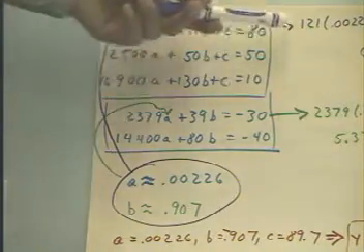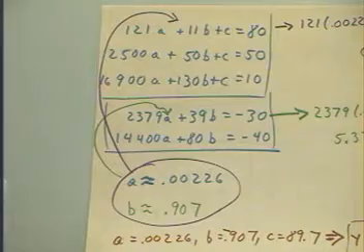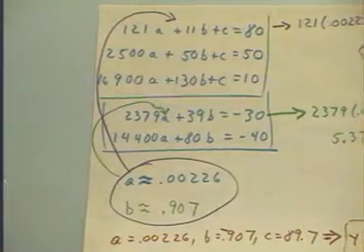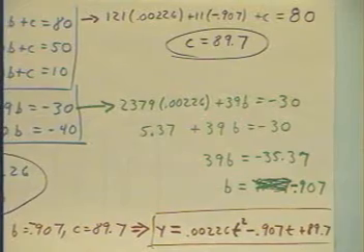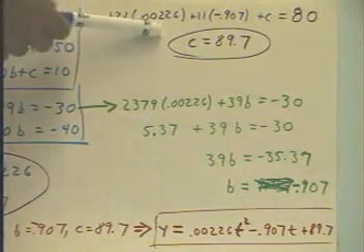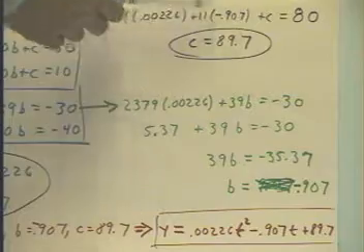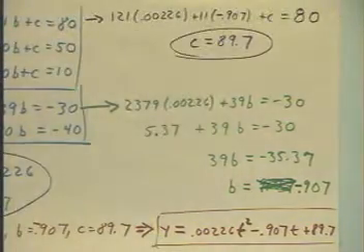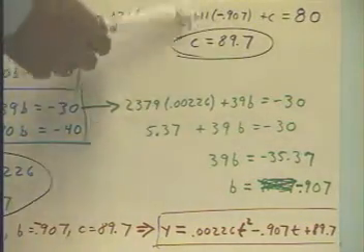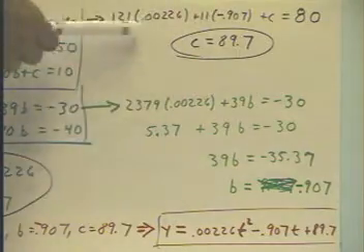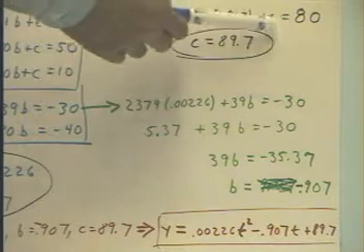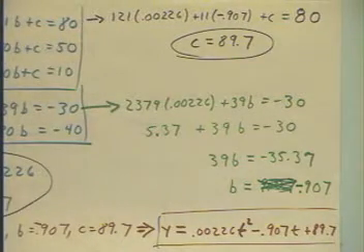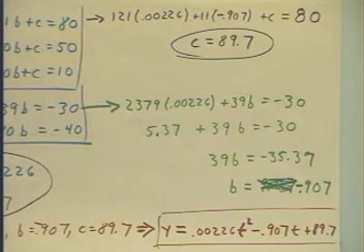When we do that, we get an equation where we substitute for A and B. And that equation looks like this. 121 times 0.00226, 11 times negative 0.907 plus C equals 80. And without going into any detail, that's easy to solve. We multiply these, subtract from both sides, multiply these, and also subtract that from both sides, and we end up with C in a very straightforward calculation. So now we've got values for A, B, and C.